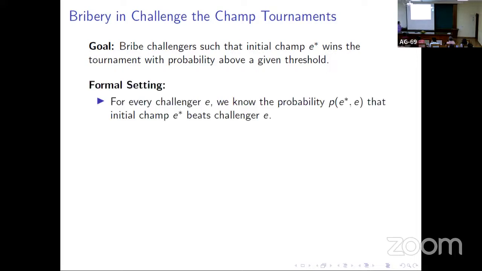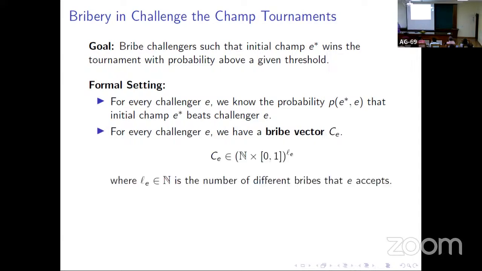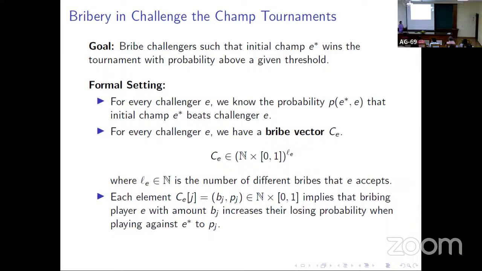If we talk about the formal setting, for every challenger, we know the probability with which our initial champ, which is a preferred player denoted by E star, is going to beat this challenger E. And for every challenger E, we have a bribe vector CE. If a challenger E accepts LE bribes, then this bribe vector will have LE elements, and in every element we have a tuple which represents the bribe that he is going to take and the probability with which he is willing to lose.